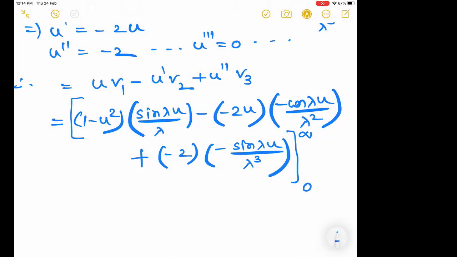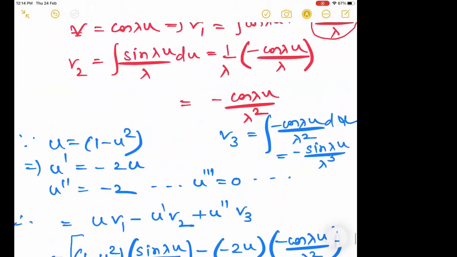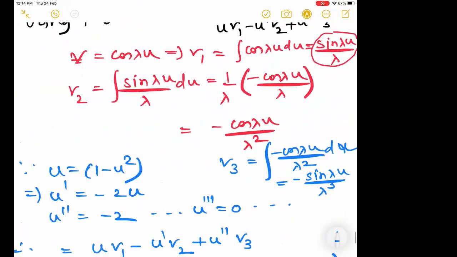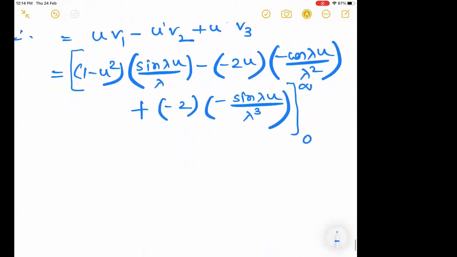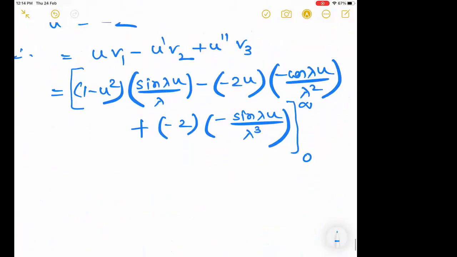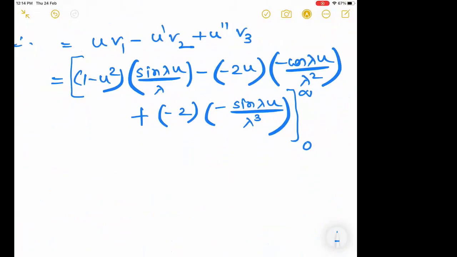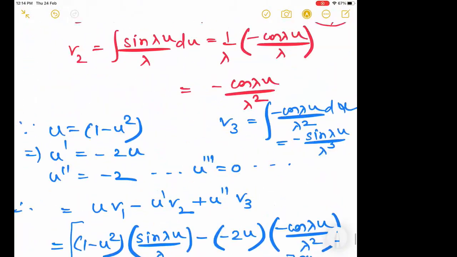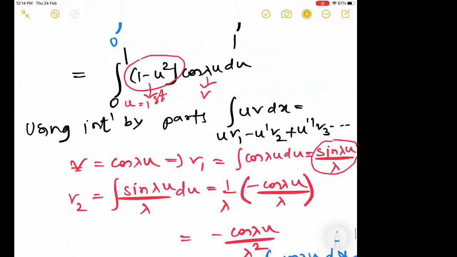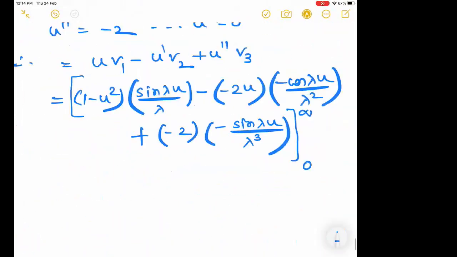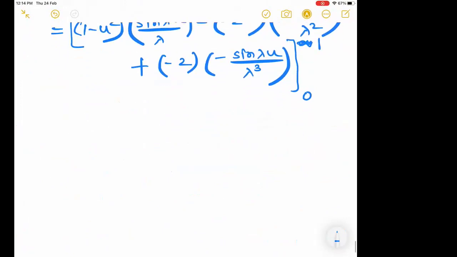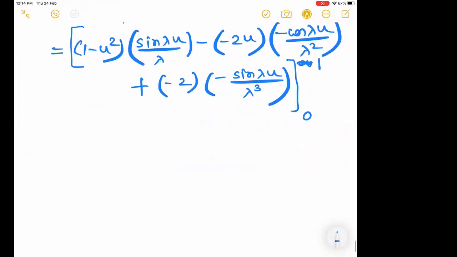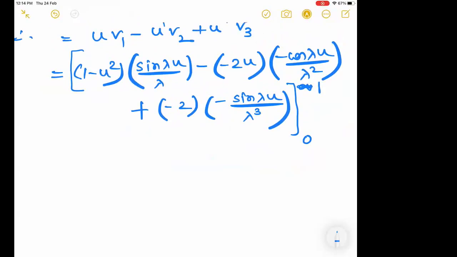Correct? I'm just applying the integration by parts procedure, and just for your understanding, I have written separately what is u dash, u double dash, v1, v2. Otherwise, you can put it in the brackets directly if you know how to calculate the derivatives and integrals. And therefore, the upper limit is not infinity, it is 0 to 1. Okay, limits are 0 to 1. I made a mistake here. This is 1, 0 to 1. Okay, now just put upper limit 1 and lower limit 0.